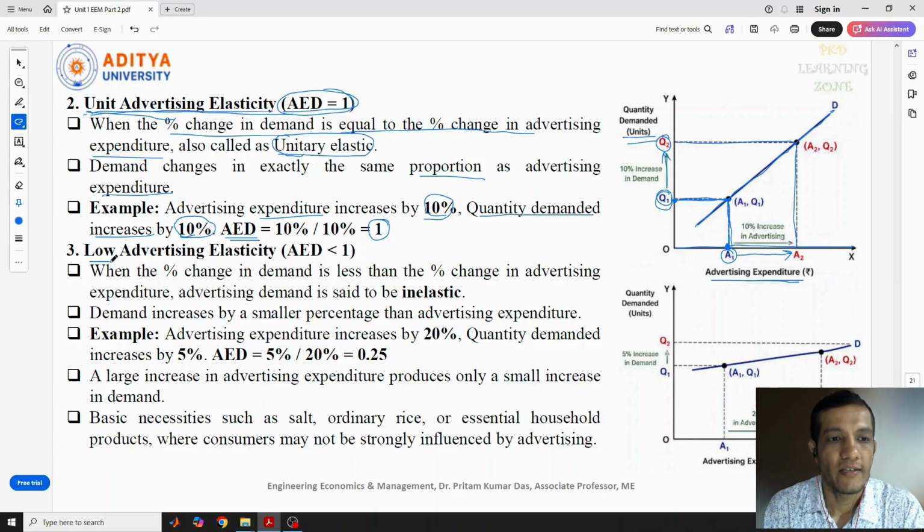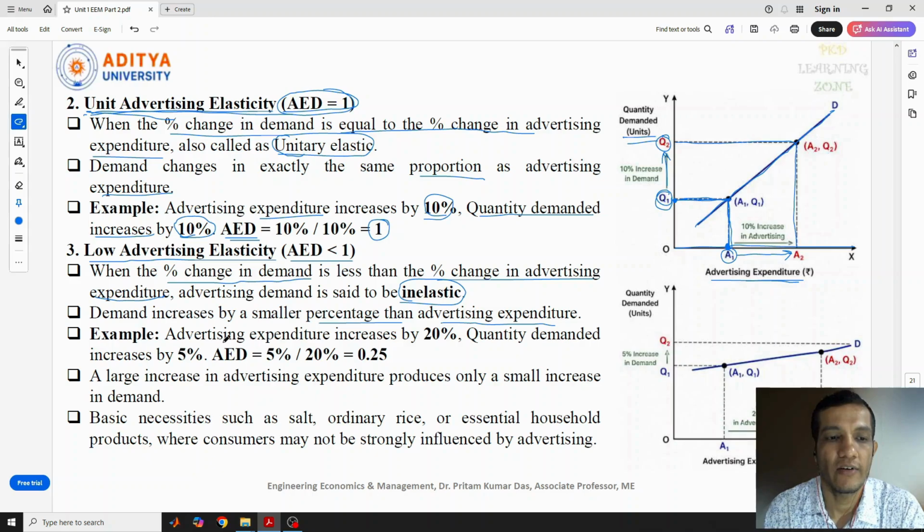The next one is low advertising elasticity. In this case, the value of AED will be less than 1. Okay, greater than 1, equal to 1 and less than 1. In this case, the percentage change in demand will be less than the percentage change in advertising expenditure. The first example I have given is in the advertising elasticity of demand. So in this case, it is called inelastic demand. Demand increased by a smaller percentage than the advertising expenditure.